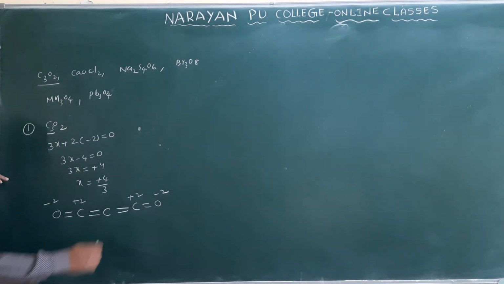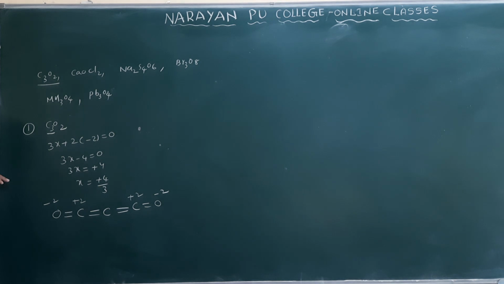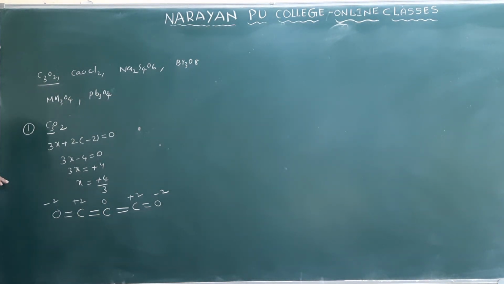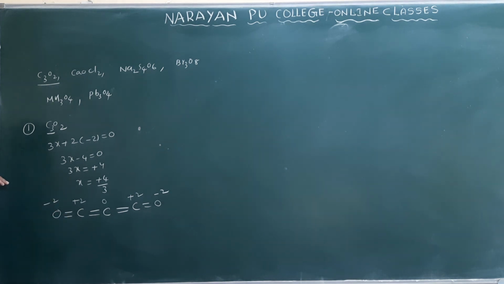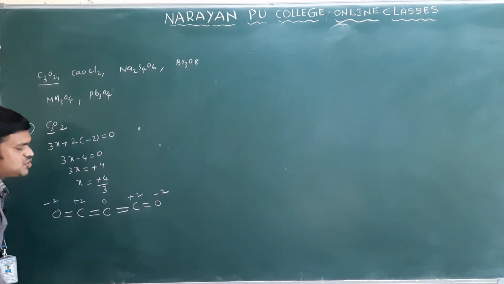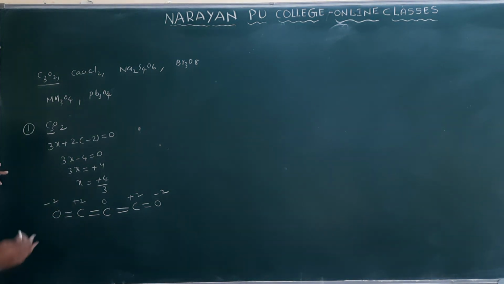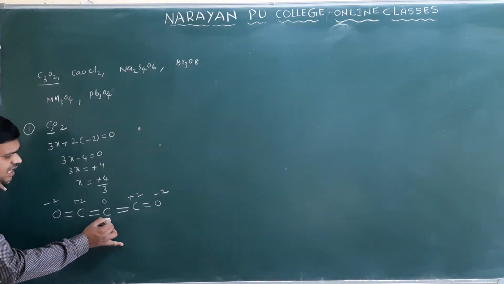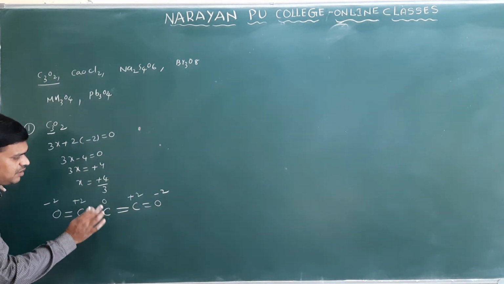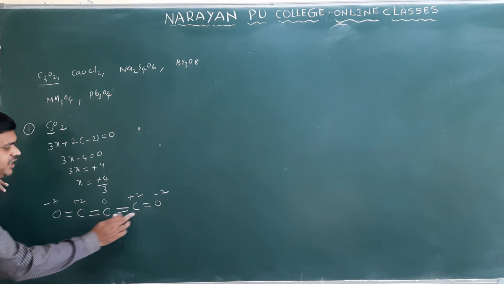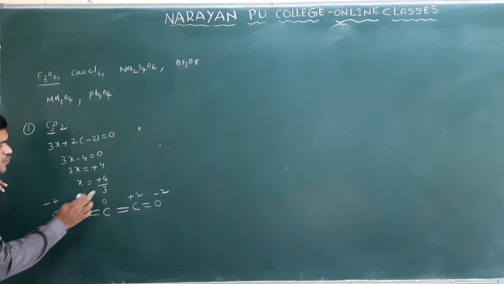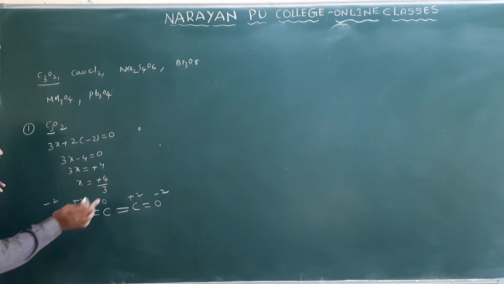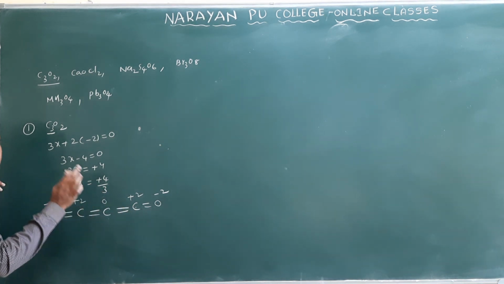The middle carbon is not attached to any electronegative element, so its oxidation number is 0 only. Now, oxygen is -2 and the two carbons together give +2 each. If we take the middle carbon, its oxidation number is 0. But for these two carbons, we have +2 and +2, total +4. How many carbons do we have? 1, 2 and 3. So it is divided by 3 only.